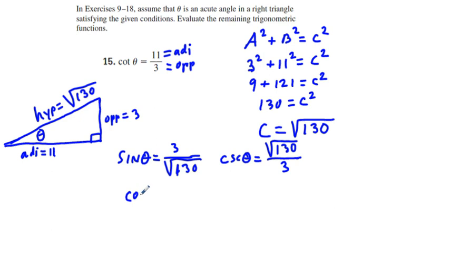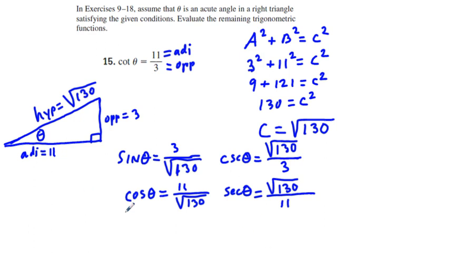Next, cosine theta is equal to our adjacent side, which is 11, over our hypotenuse, which is square root of 130. And the reciprocal of cosine theta is secant theta, and that's equal to square root of 130 over 11. So hypotenuse over adjacent, that's what secant is.